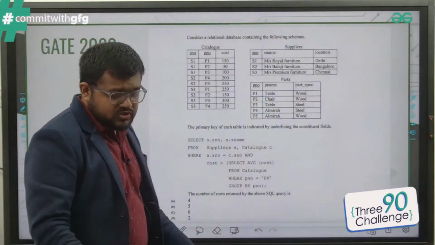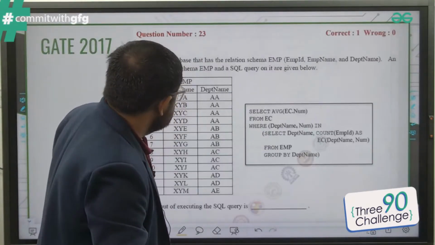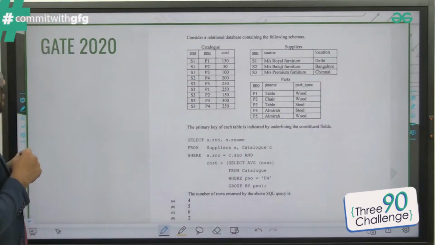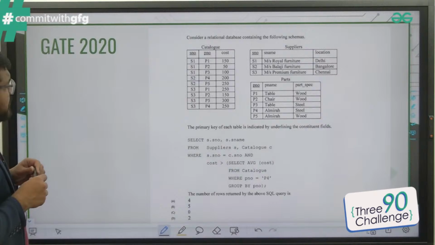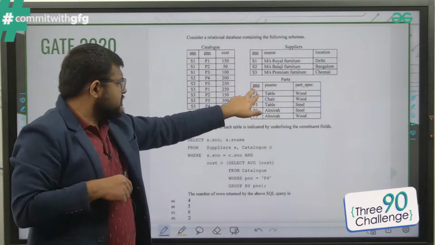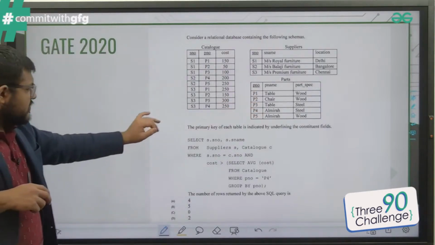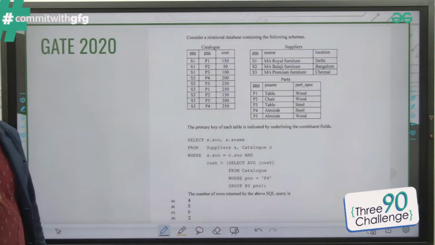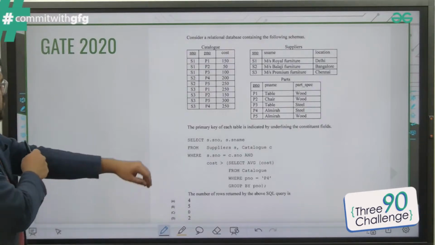Try to solve this question. GATE 2020. Consider a relational database containing the following schemas. The primary key of each table is indicated by underlined constituent fields. So S number, P number, S number, and P number. And this query is run. The number of rows returned by this query is. So how can you solve this question?